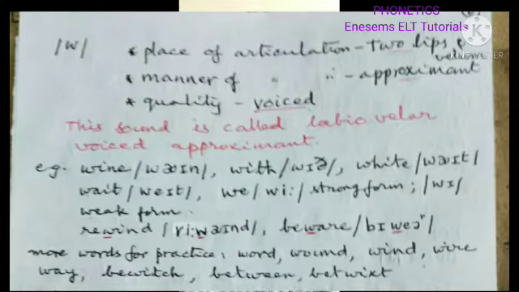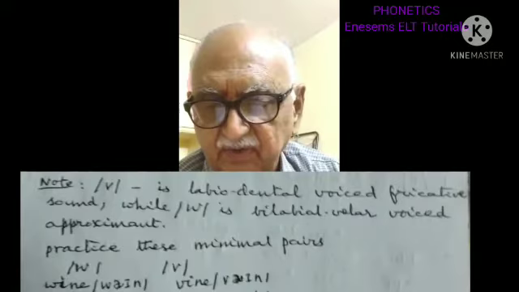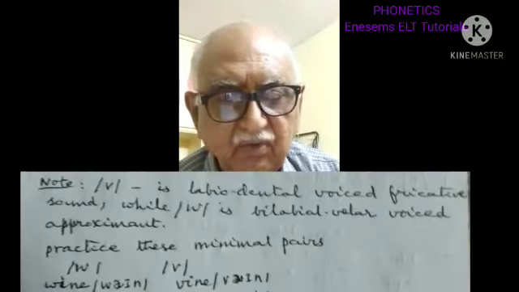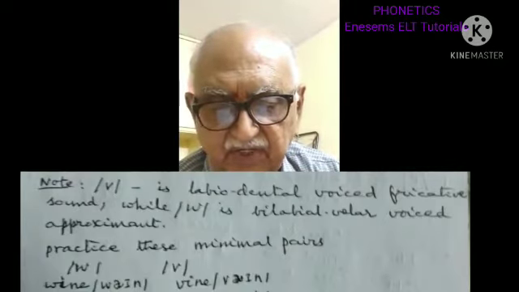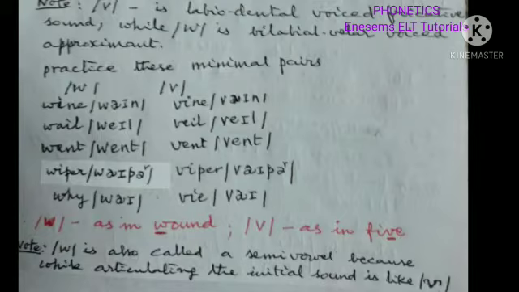So listen to these words: wine, with, white, wait, we strong form, we weak form, rewind, beware. More words for practice: word, wound, wind, wire, way, bewitch, between, betwixt. Note: v is labiodental voiced fricative sound, while w is bilabial velar voiced approximant. Practice these minimal pairs with w and v. Wine, vine, veil, went, vent, wiper, viper, why, vie. W as in wound, v as in five.